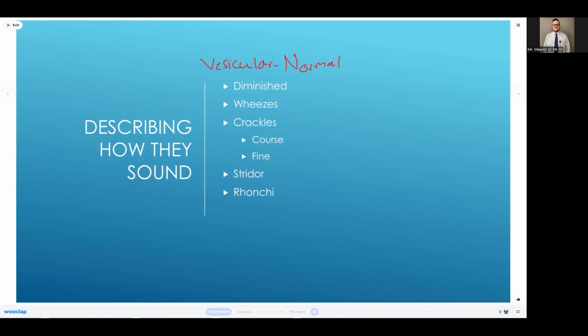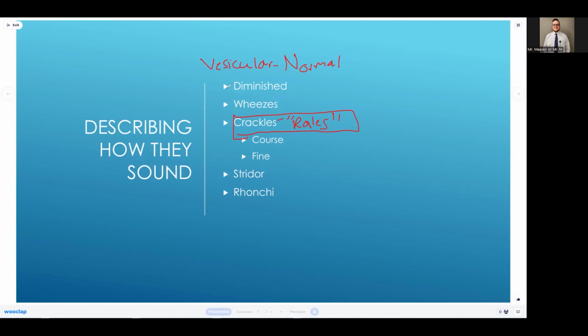And then crackles. Some books and some places will note crackles as another name as well, called rales. So if you hear the term rales and crackles, these are synonyms. They mean the same thing. But rales can be either coarse or fine. So coarse being much louder and rugged, and fine being a little bit more high pitched and more petite, I guess would be the right way to say that.